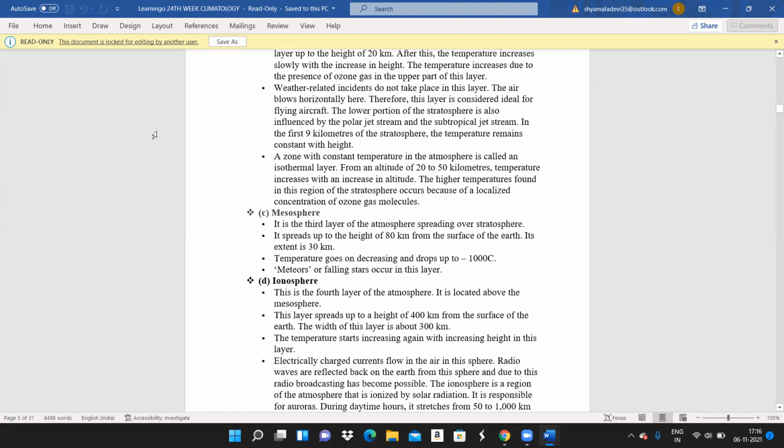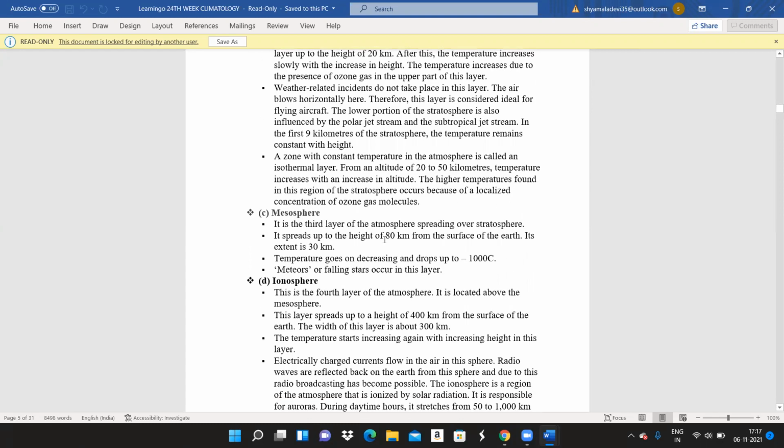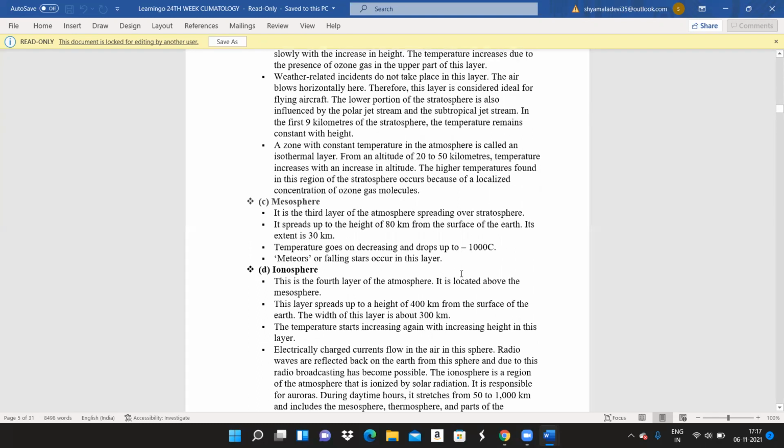Okay. Next one is mesosphere. It is the third layer of the atmosphere, spreading over the stratosphere, up to a height of 80 kilometers. All these numbers you have to remember. First is 18, next is 50, next is 80. And the extent is 30 kilometers. Temperature goes on decreasing and drops up to minus 100 degrees Celsius. Meteors or falling stars occur in this layer. So, very small, the mesosphere is.